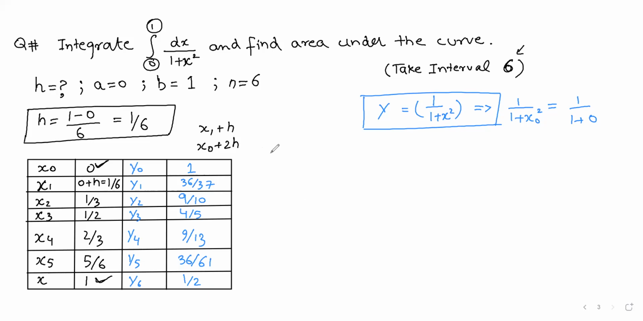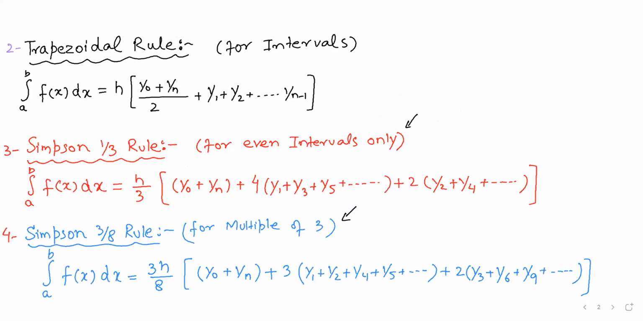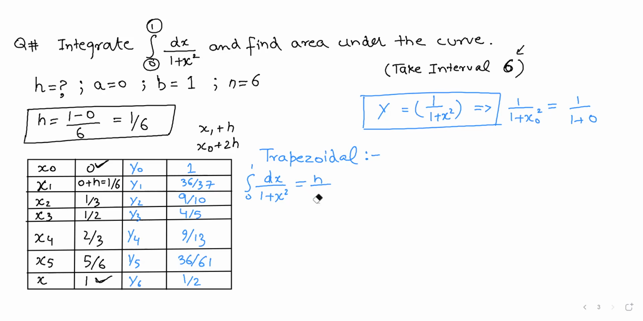Okay, so our formula is trapezoidal. For the trapezoidal, the integral from 0 to 1 of dx over 1 plus x squared is equal to h into, in bracket, (y naught plus yn) divided by 2 plus y1 plus up to yn minus 1. This is the formula.